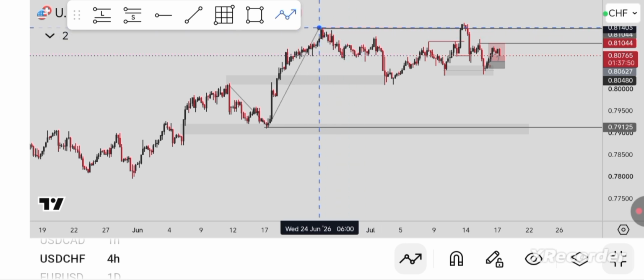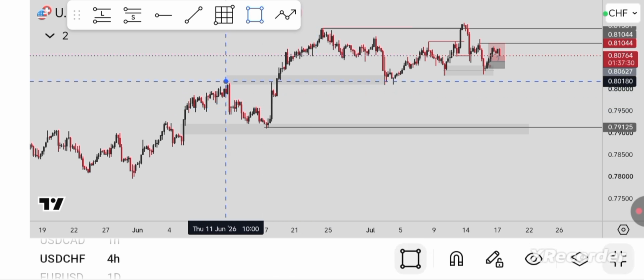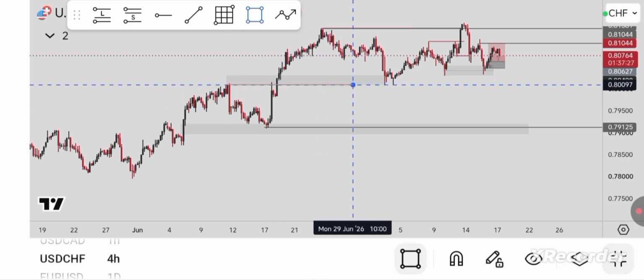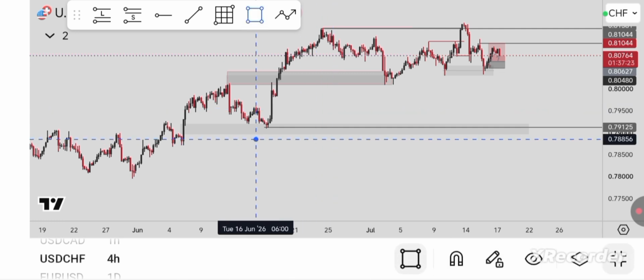So what we have established is that the market is on a bullish trend. We have already marked out our recent structure. So what do we want to do? We want to mark out key levels or points of interest in our recent structure. As you can see, this is my first key level here, and this is my second key level.